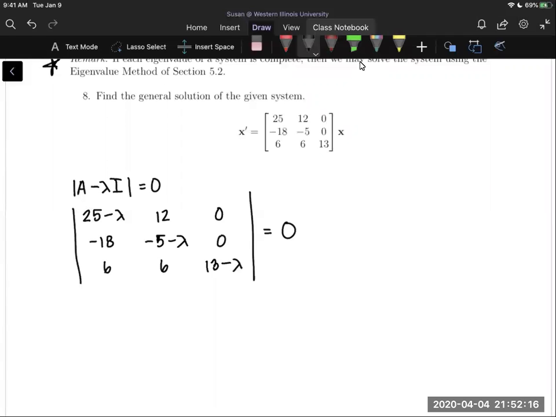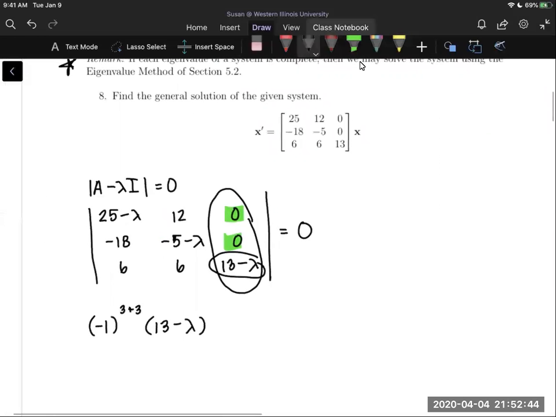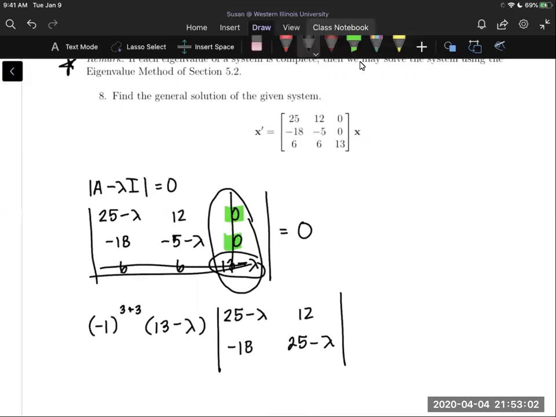In this case, the clear winner is to expand along the third column because of these 2 zeros right here. Those 2 zeros just zero everything out. And so what I need to focus on then is this term right here. So my determinant becomes a negative 1 to the third row plus third column times that value in that entry. And then I want to strike through that row and column, and I want to multiply through by the cofactor matrix. That determinant would be 25 minus lambda, negative 18, 12, and 25 minus lambda. All right, and then of course, this characteristic equation has to equal 0.